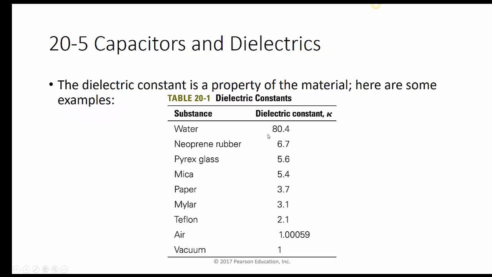Just to give you an idea of some of the dielectric constants, water has a very big dielectric constant, but Teflon and air are smaller, and a vacuum has the smallest dielectric constant.